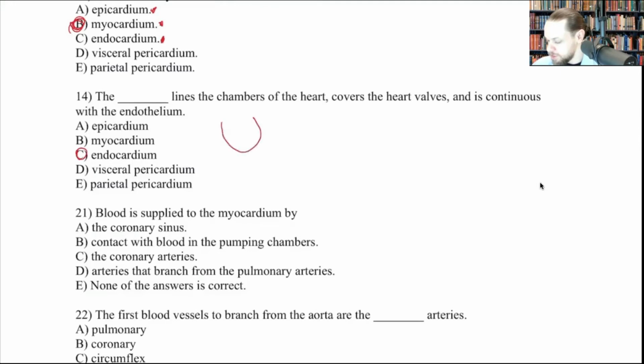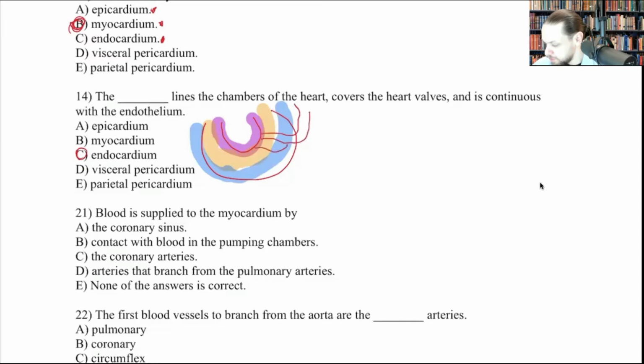One thing I was explaining to you guys: let's say this is your heart, and we see the layers. So let me make a couple of layers. We're gonna say the purple is the endocardium, the orange is the myocardium, and blue is the epicardium. And then I'm gonna draw a coronary artery that goes inside and feeds all these walls.